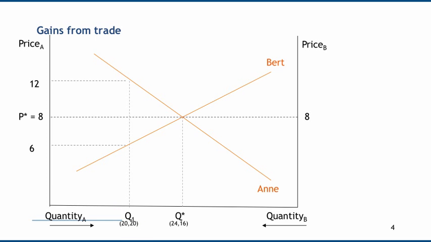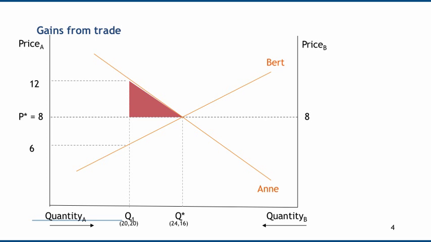We can also incorporate Q star, which is the final resting point. This is after Anne has accumulated 4 eggs, so that she now has 24. Bert has relinquished 4 eggs, so now he has 16. At Q star, both Anne and Bert have been made better off.